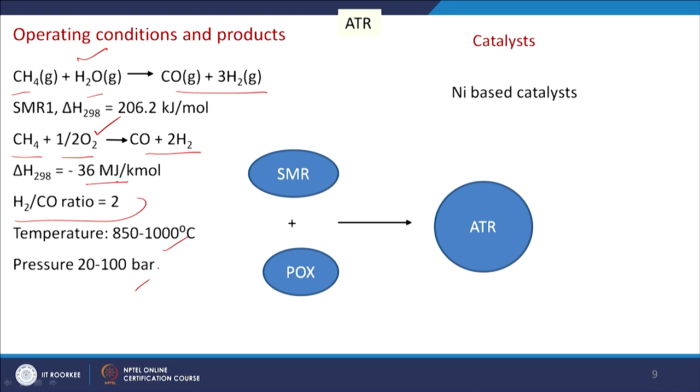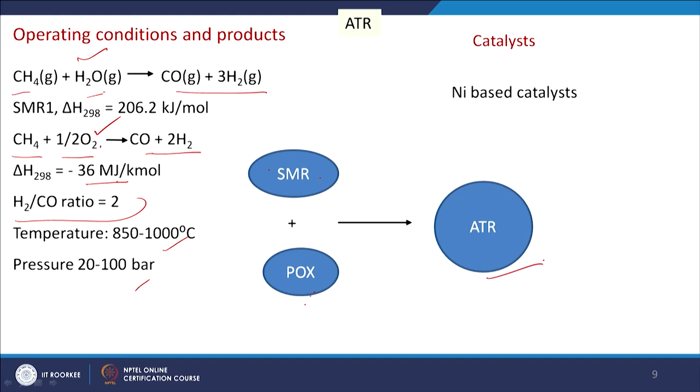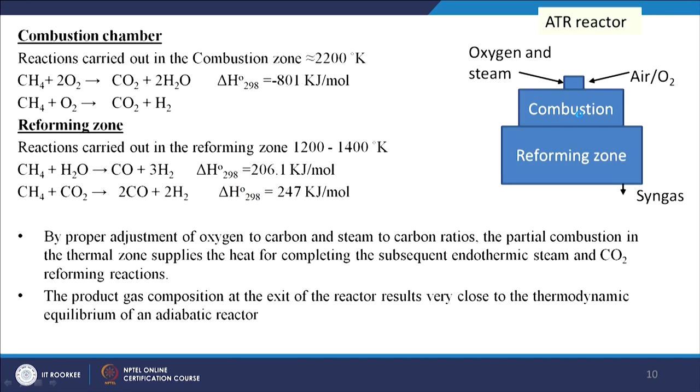So, what we see here are two types of reactions. This reaction is basically for SMR and this reaction is for partial oxidation. So, SMR plus partial oxidation basically gives us ATR, and nickel based catalysts have been used for this reforming process. And if we see the reactor configuration, as we have discussed, first the hydrocarbon or methane will be combusted and we may use some oxygen and steam here, and then some reforming reactions will take place in this zone. Now, catalyst will be available here, and then we will get syngas.